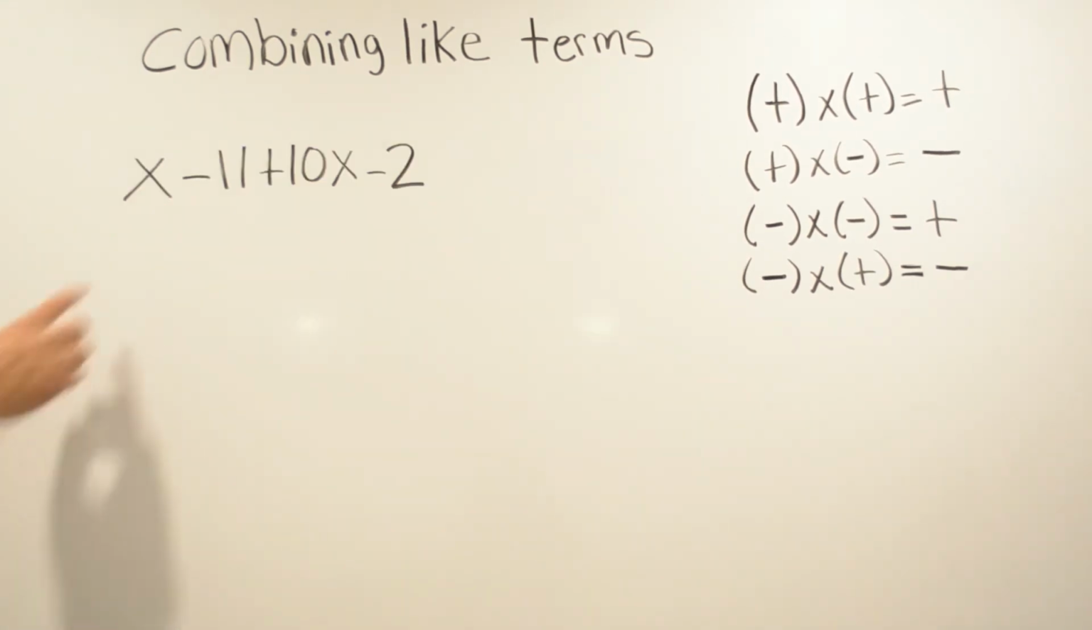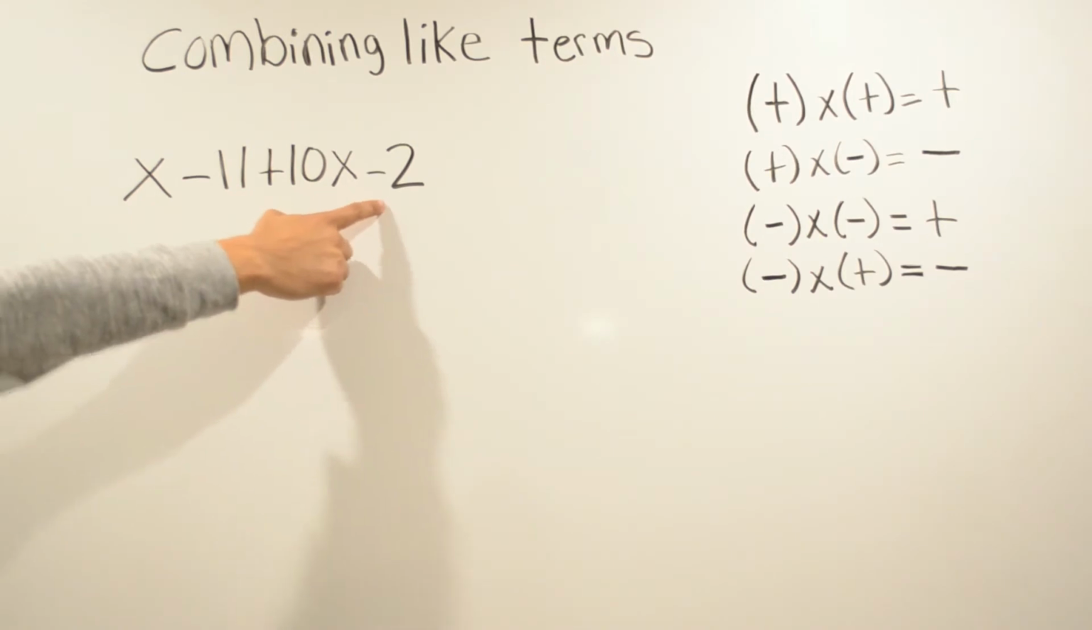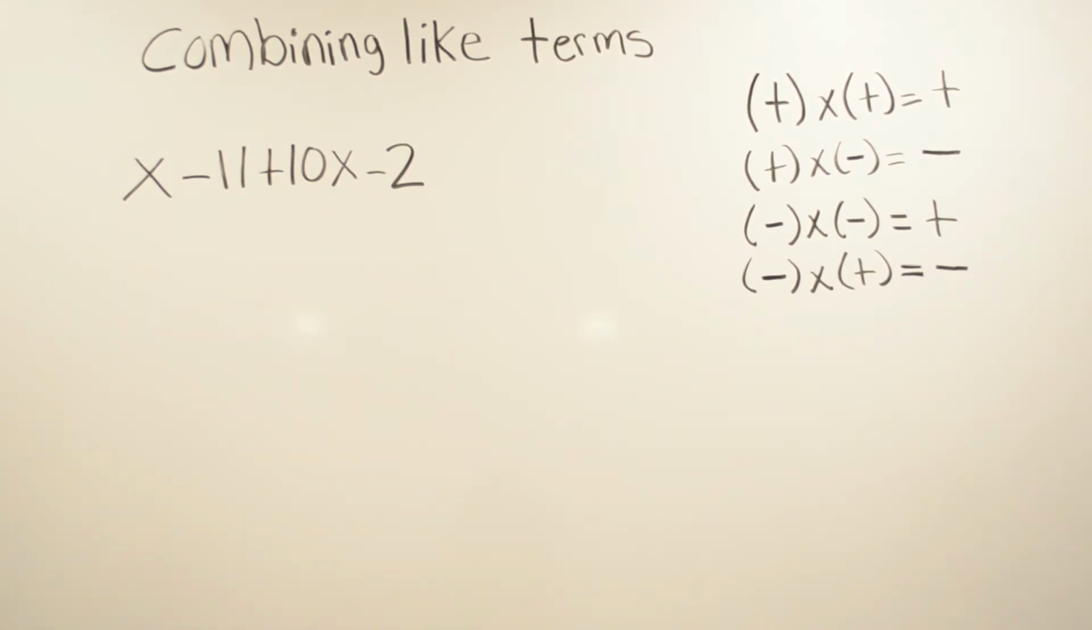On this problem, we have x minus 11 plus 10x minus 2. So this one, I'm going to do a little bit different than the other problem. In the other problem, I underlined it with different colors. This time, I'm just going to underline and circle the like terms. And it's going to work the same way, and it's going to give you the same answer.